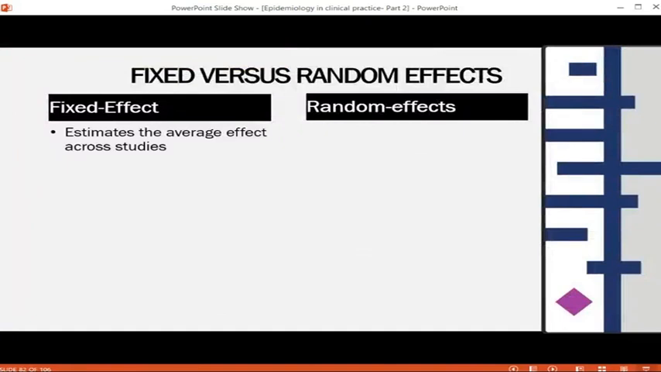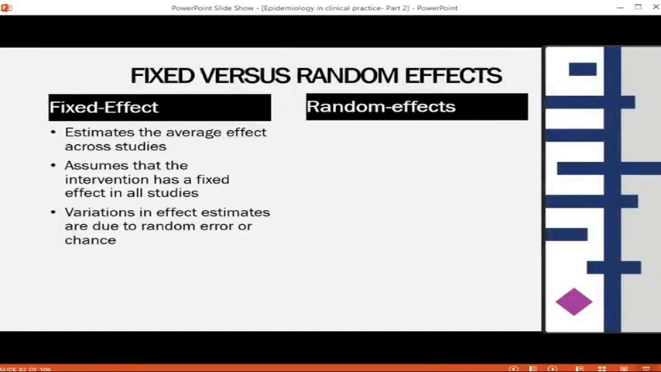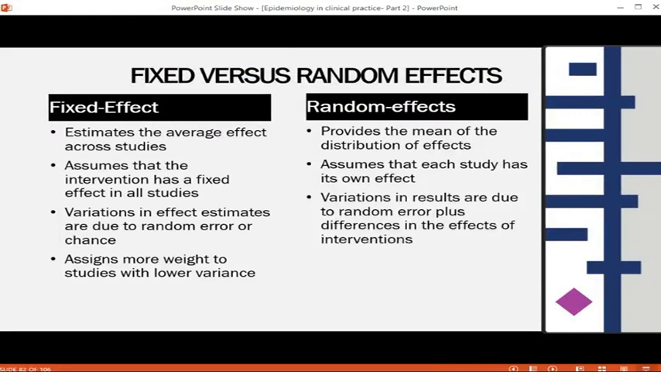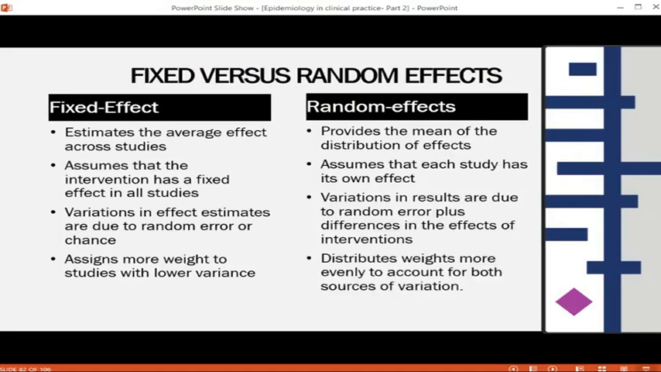The fixed effects model estimates the average effect across the studies and assumes that the intervention has a fixed effect in all the studies, and any variation is due to random error or chance, right? So it gives more weight to studies with lower variance or narrower confidence intervals. The random effects model is not giving you the average effect, it's giving you the mean of the distribution of the effects, and it assumes that each study has its own effect. And the variations in the results are not just chance, but also some difference in the effects of the interventions. So the weights are given more evenly to account for both these sources of variation.